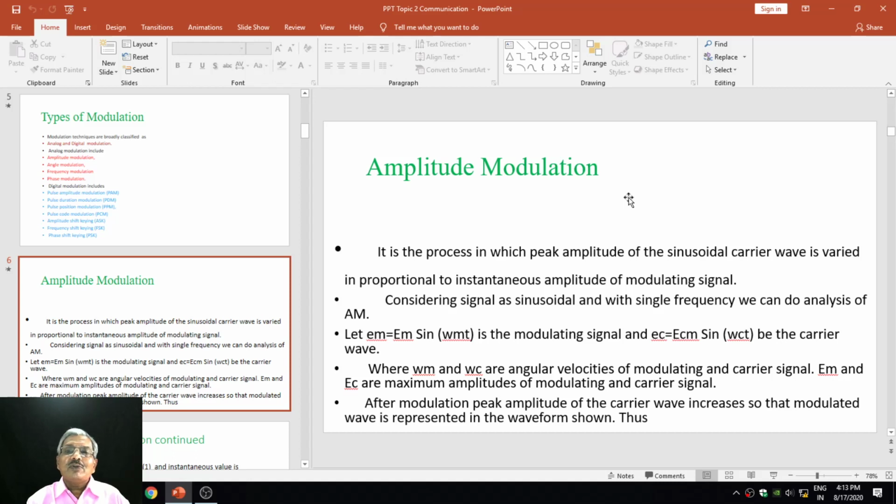Out of these four types of analog modulation, today we are concentrating on amplitude modulation. So as we are aware that modulation is the process which is used in the transmitter before transmitting the modulating signal. The modulation process gets adapted.